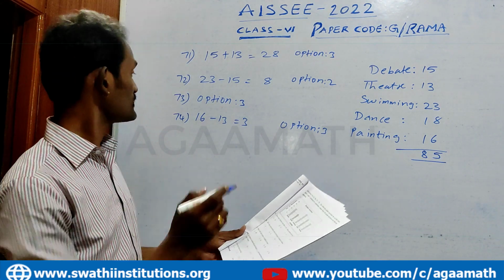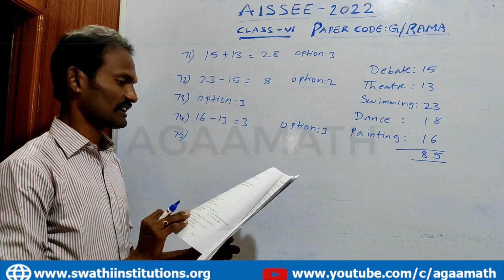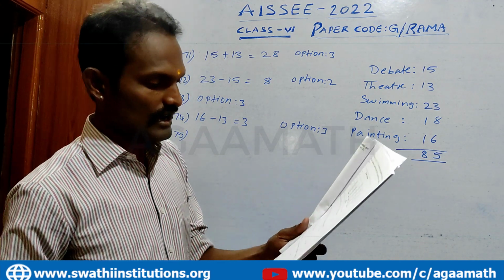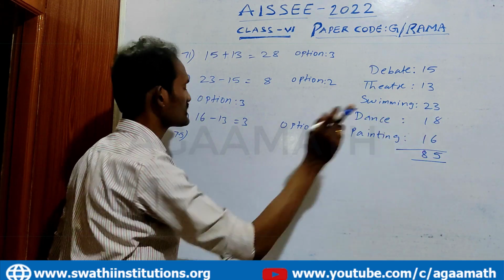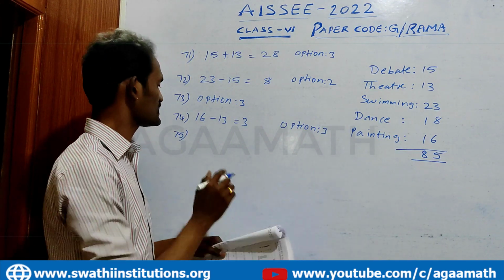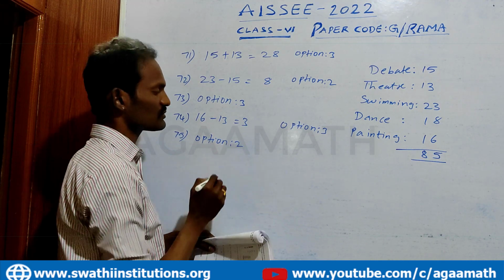And the next, 75, which I think is the last. Yeah, according to maths, it is the last question now. How many students choose dance? That is 18. So according to the options, it is option 2. Option 2 is the right answer.